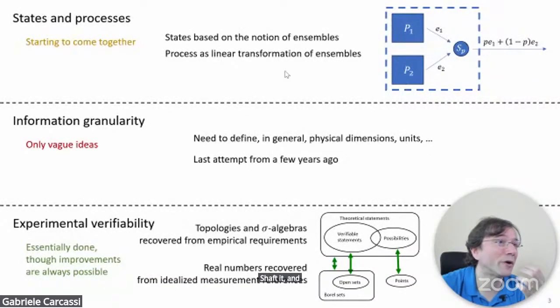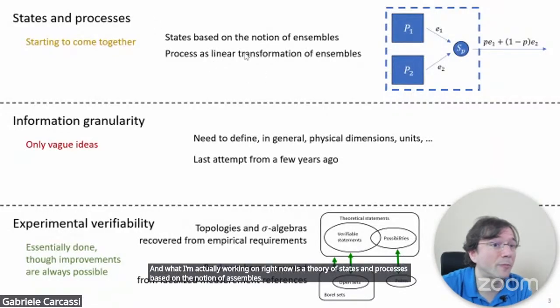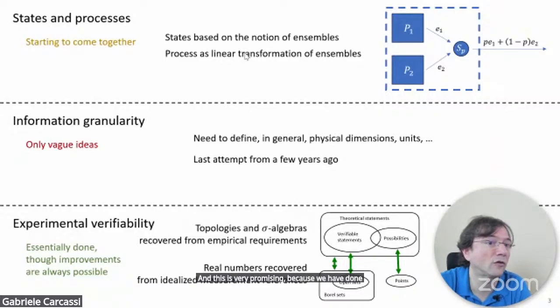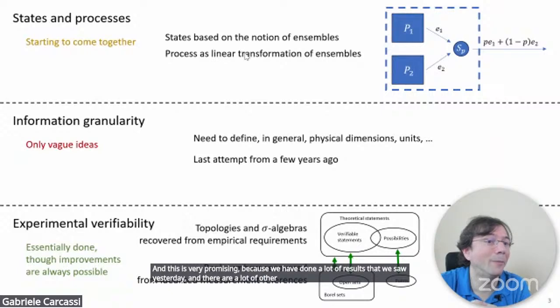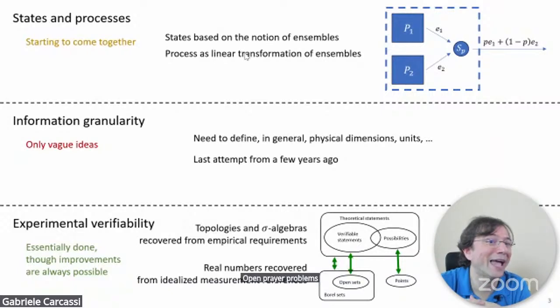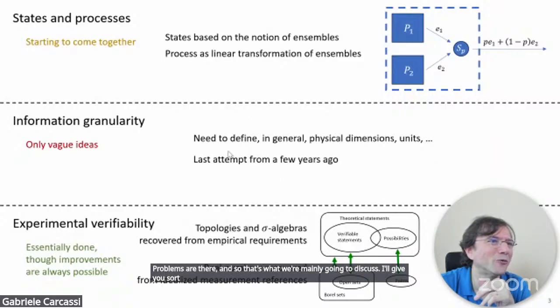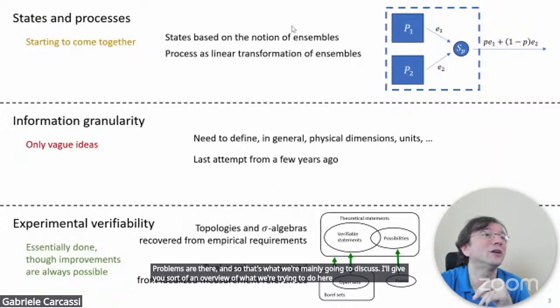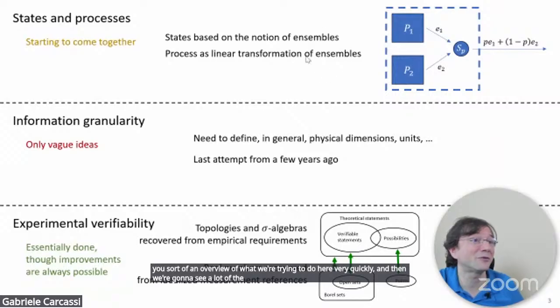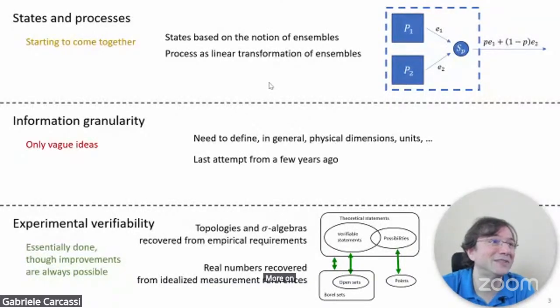And what I'm actually working on right now is a theory of states and processes based on the notion of ensembles. And this is very promising because we have done a lot of results that we saw yesterday. And there are a lot of other open problems there, and so that's what we're mainly going to discuss. I'll give you sort of an overview of what we were trying to do here very quickly, and then we're going to see a lot of the interesting problems that we're trying to solve over there. And those are really at the math level. So if there is anybody here that is really more on the math side, these are a lot of fun.